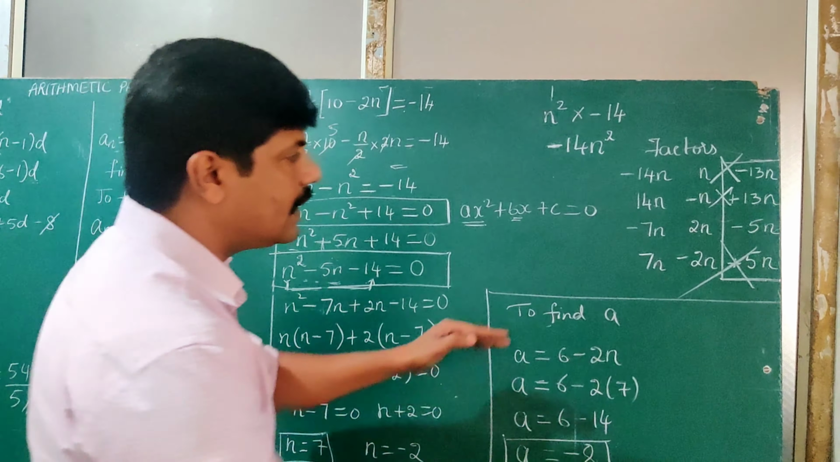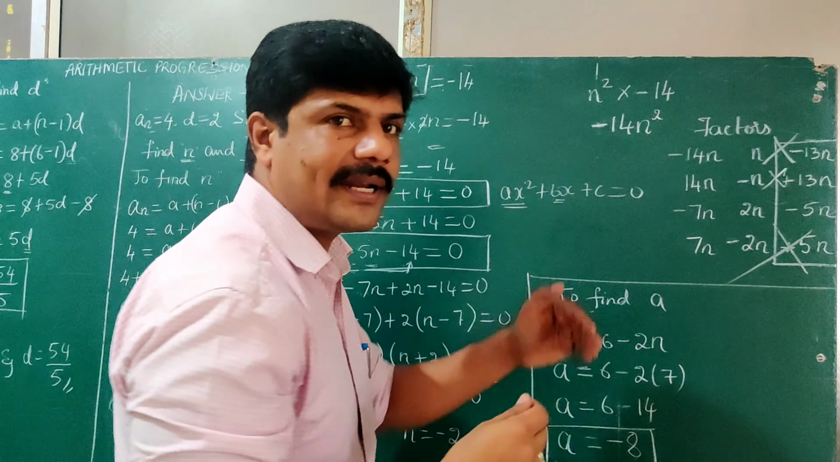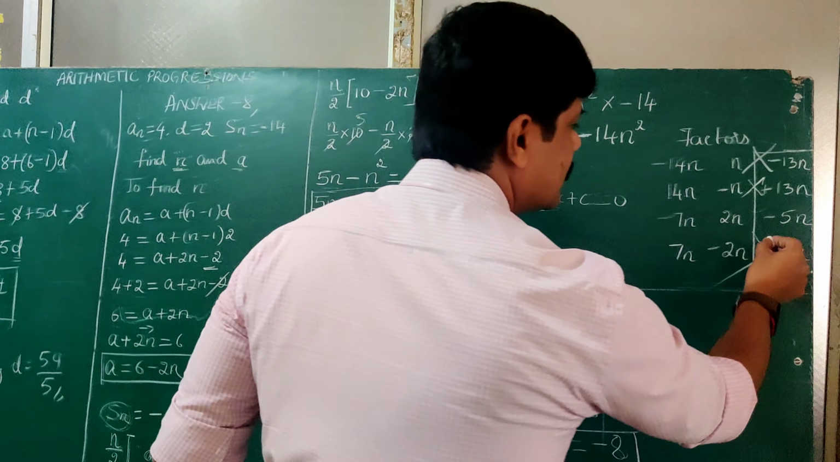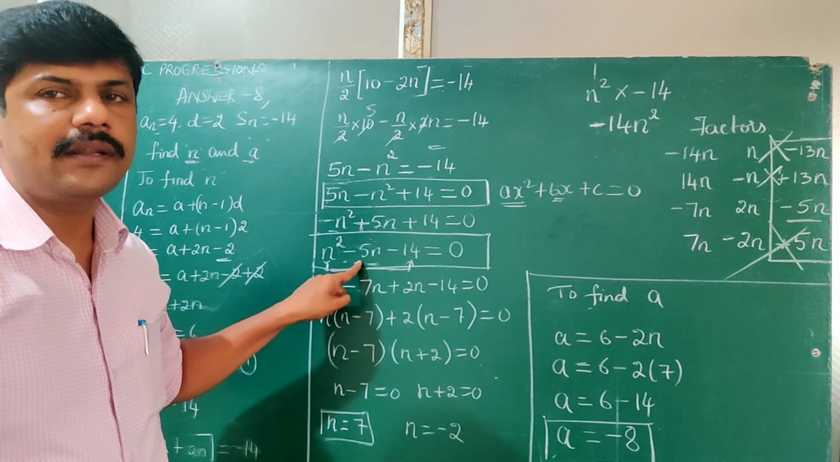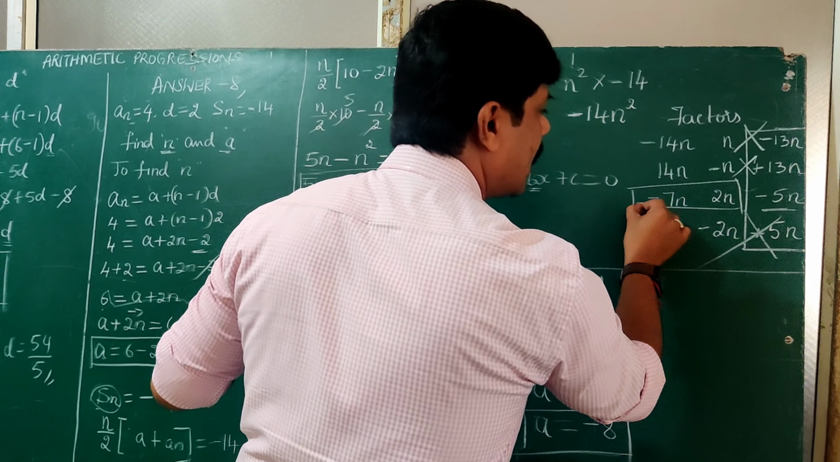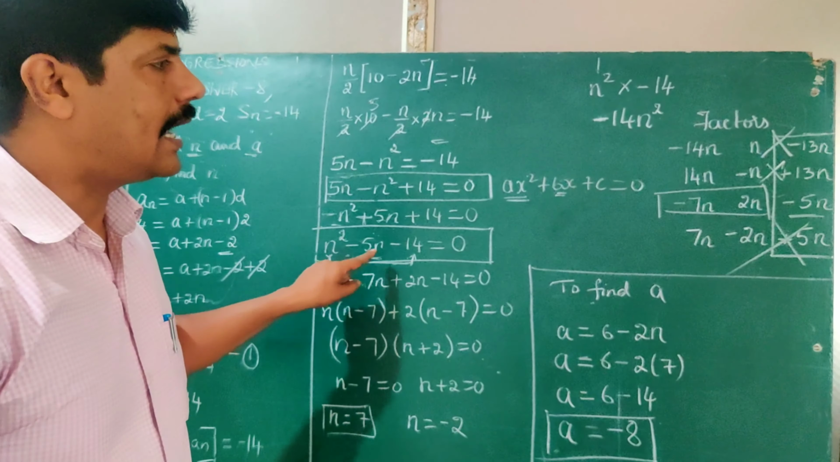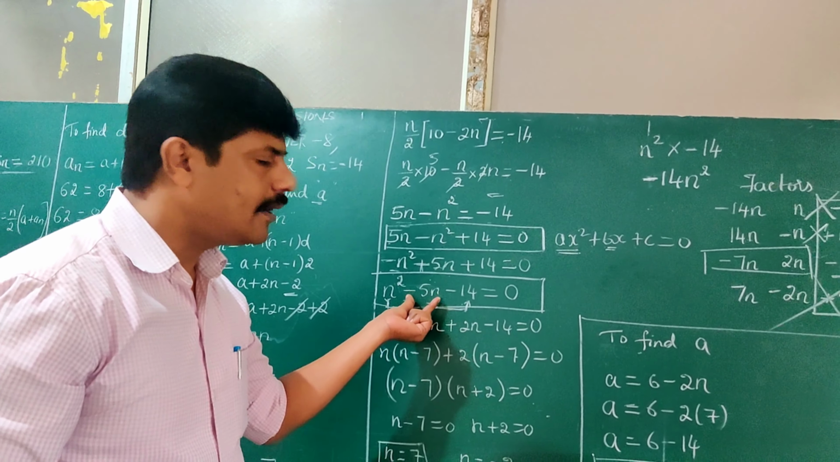What is remaining finally is minus 7n plus 2n. Minus 7n plus 2n is minus 5n. As you can see here, minus 5n we have got. Therefore, I will choose this minus 7n and plus 2n as the factors to split the middle term.